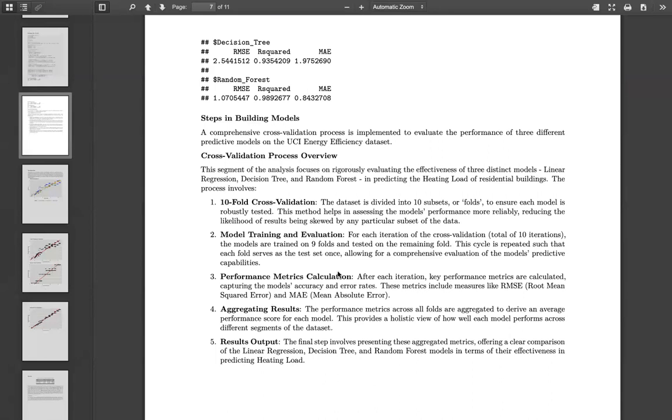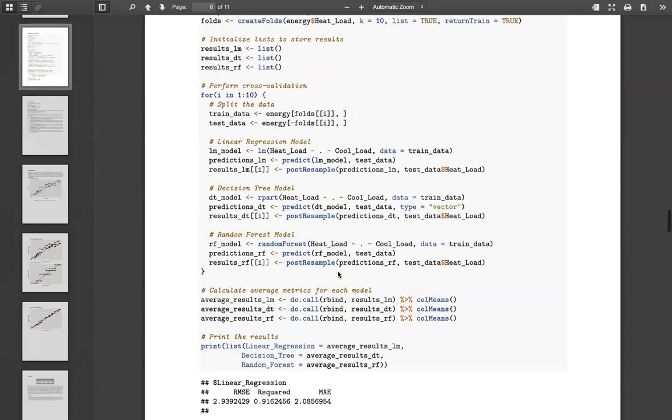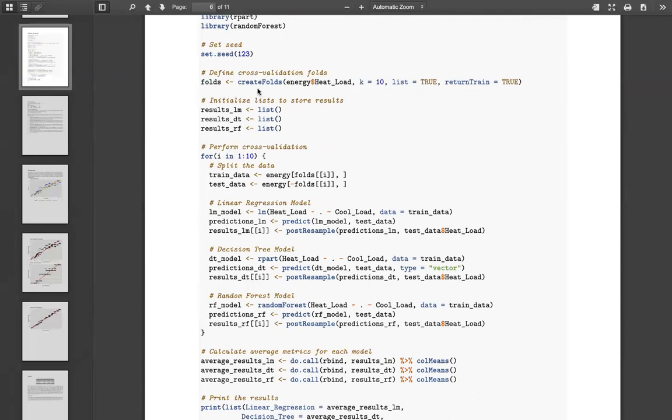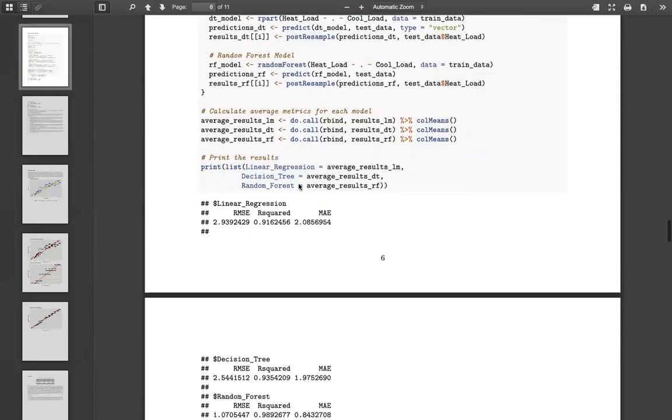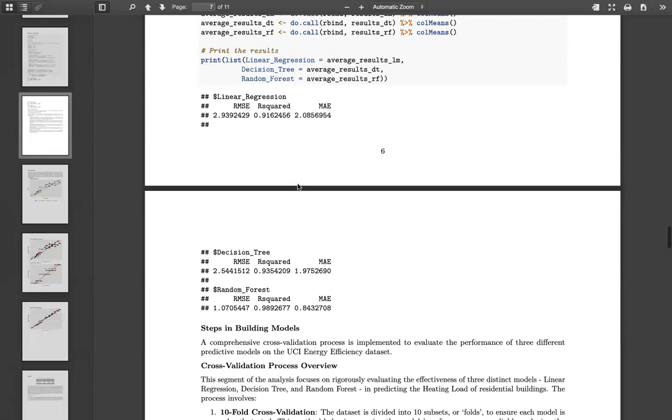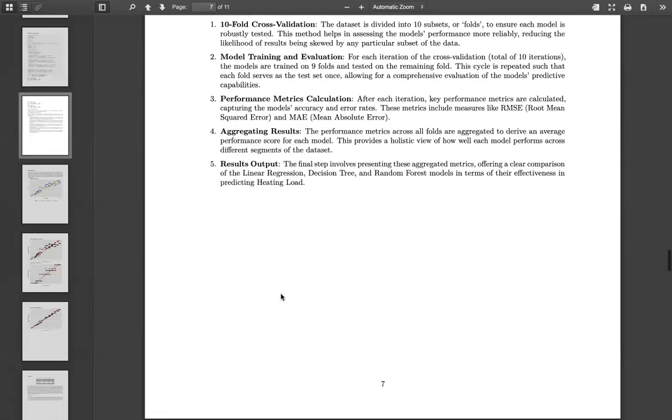I first used this part to split my data set into 10 parts, and then I trained it using cross-fold validation. And then at the very end, I got these statistics for each of the models, and I output this here, but I also have a separate table for all of these statistics as well.